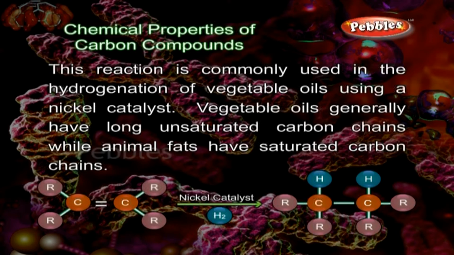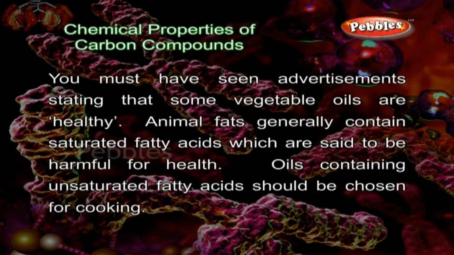Vegetable oils generally have long unsaturated carbon chains, while animal fats have saturated carbon chains. You must have seen advertisements stating that some vegetable oils are healthy. Animal fats generally contain saturated fatty acids which are said to be harmful for health. Oils containing unsaturated fatty acids should be chosen for cooking.